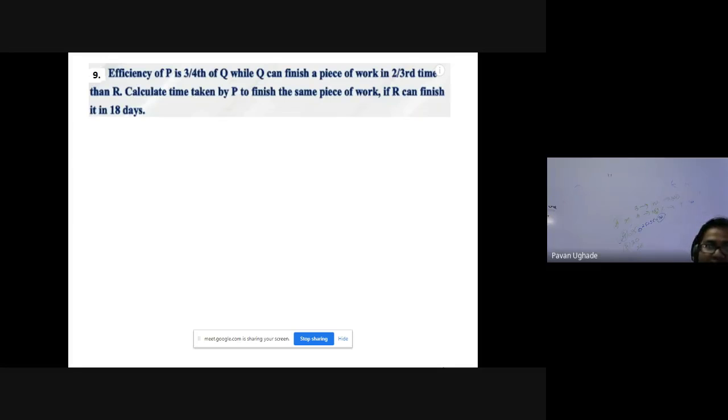You can practice on such questions. Efficiency of P is 3/4 of Q, while Q can finish a piece of work in 2/3 the time of R. Calculate the time taken by P to finish the same piece of work if R can finish it in 18 days. In such a case, you can see there are three entities, and there is a dependency between PQ, QR, and PR. As we have discussed in earlier questions, when we have P, Q, and R, you have to find out the relation so that you can easily solve such kind of question.